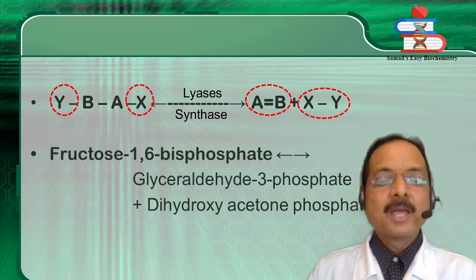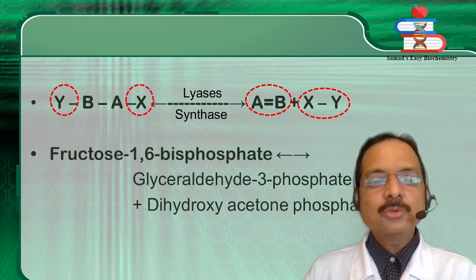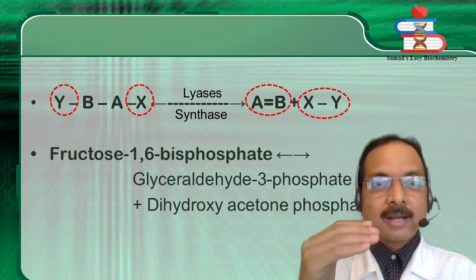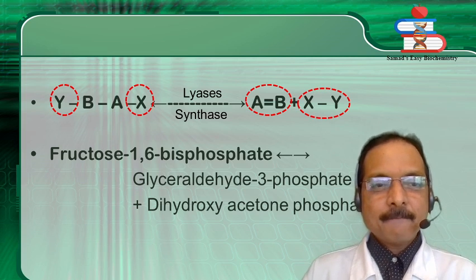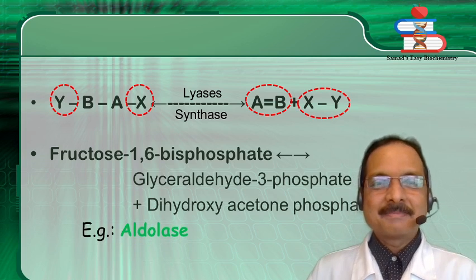Example, fructose 1,6-bisphosphate is converted to glyceraldehyde 3-phosphate and dihydroxyacetone phosphate, one of the glycolytic steps. Example, aldolase.